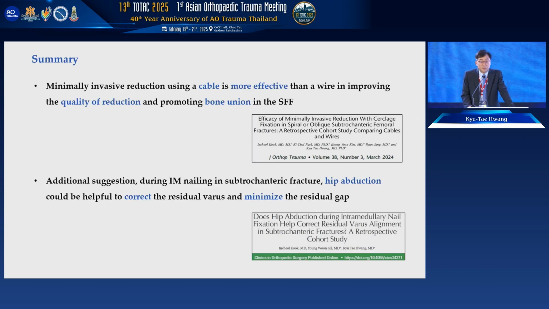In summary, minimally invasive reduction using a cable is more effective than a wire in improving the quality of reduction and promoting bone union in subtrochanteric fracture. This was published in the Journal of Orthopaedic Trauma last year. My second suggestion: during IM nailing in subtrochanteric fracture, hip abduction position could be helpful to correct residual varus and minimize the residual gap. This will be published in CiOS this year.